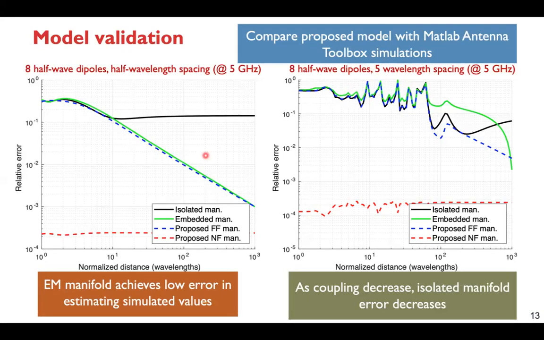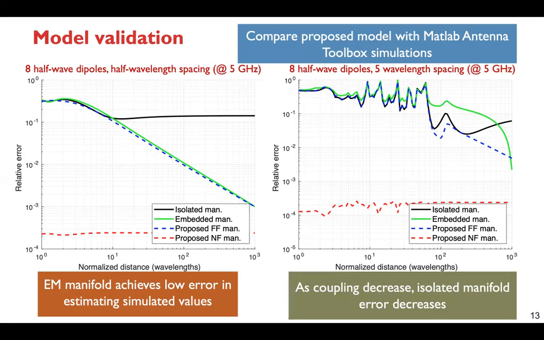And something interesting that we're showing here is that depending on the assumptions of the array, we're actually observing different behaviors for the error, right? At half wavelength spacing, the isolated manifold performs quite poorly because of significant coupling between the antennas here in the array, right? But if we increase the spacing to 5 wavelengths, we're actually seeing an improvement in terms of how the isolated and the embedded manifolds perform. So they achieve lower errors, again, compared to the proposed approach here.